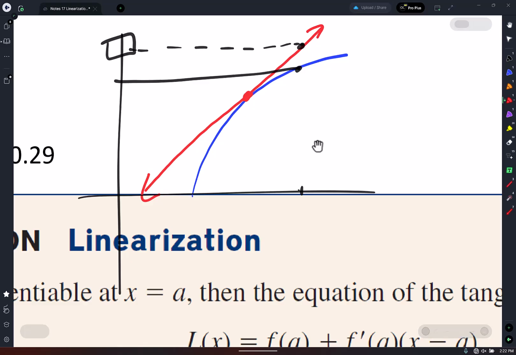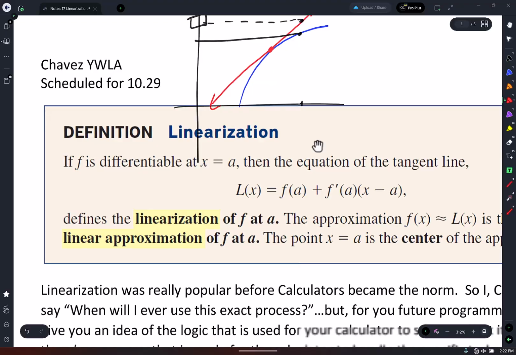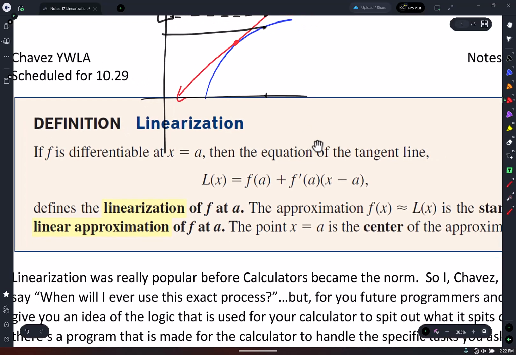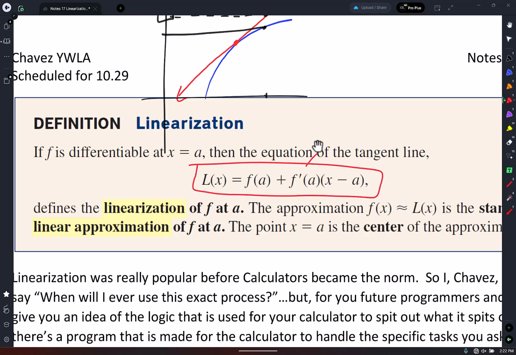Okay. Are we okay? All right. So that's all it is. So when you see this, like, oh, what is this linearization? If f is differentiable at x equals a, then the equation of the tangent line. Why are they calling it something different? This is your tangent line, but they're just telling you that they're using it to make an approximation of what the real y value is.